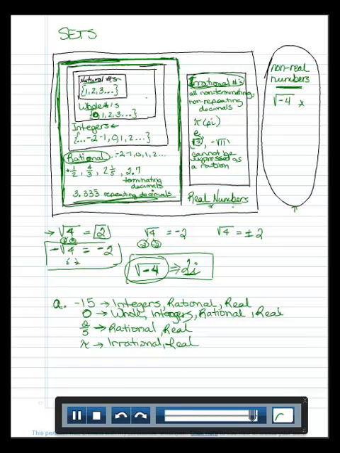So that's how you would do it. When we ask you what sets these belong to, this is how you would work any of those.